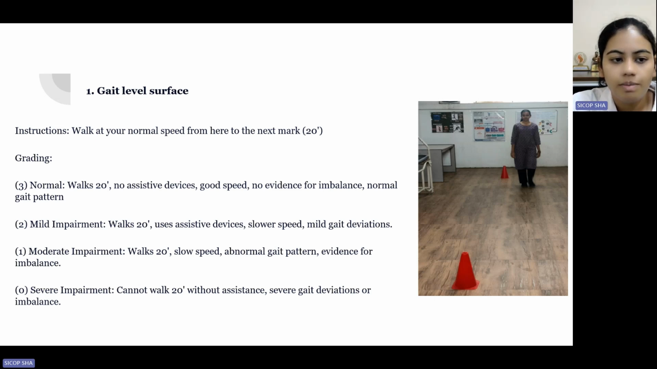feet. So the grading will be: normal, walks 20 feet, no assistive devices, good speed, no evidence of imbalance, normal gait pattern. Mild impairment is walks 20 feet, uses assistive devices, slower speed, mild gait deviation. Moderate impairment is walks 20 feet, slow speed, abnormal gait pattern, evidence of imbalance. And 0 is severe impairment, that is cannot walk 20 feet without assistance, severe gait deviation or imbalance.